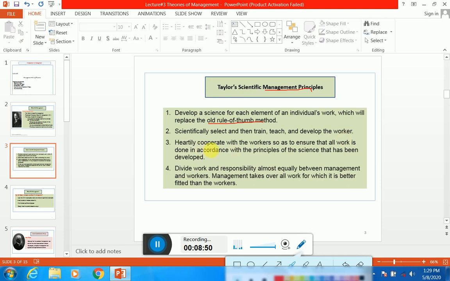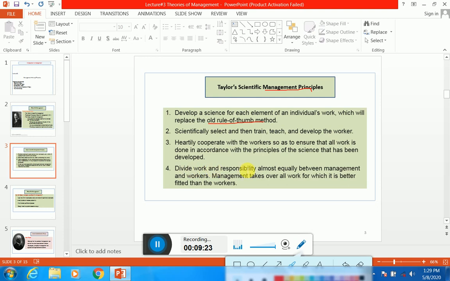Third, he said, heartily cooperate with the workers so as to ensure that all work is done in accordance with the principles of science that has been developed. Whatever is done, there should be science and logic behind it. Like for example, we want to hire the people. Why do we want to hire the people? What is the reason? Where do we want to hire these people, and from where do we have to place these people? Now each and everything should be according to a system. So your logic should be there.